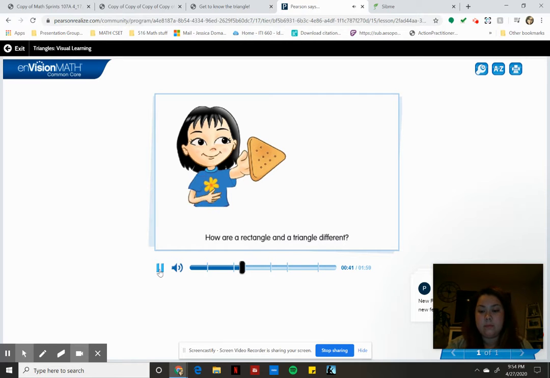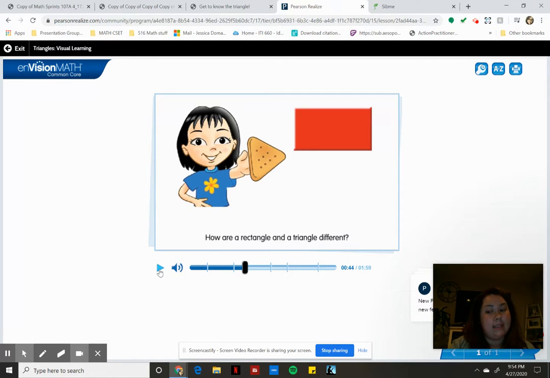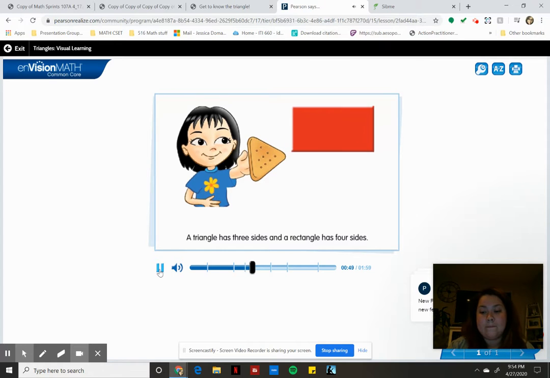How are a rectangle and a triangle different? Remember to look at the sides and the corners, scholars. I think that might be our clue. A triangle has 3 sides, and a rectangle has 4 sides.